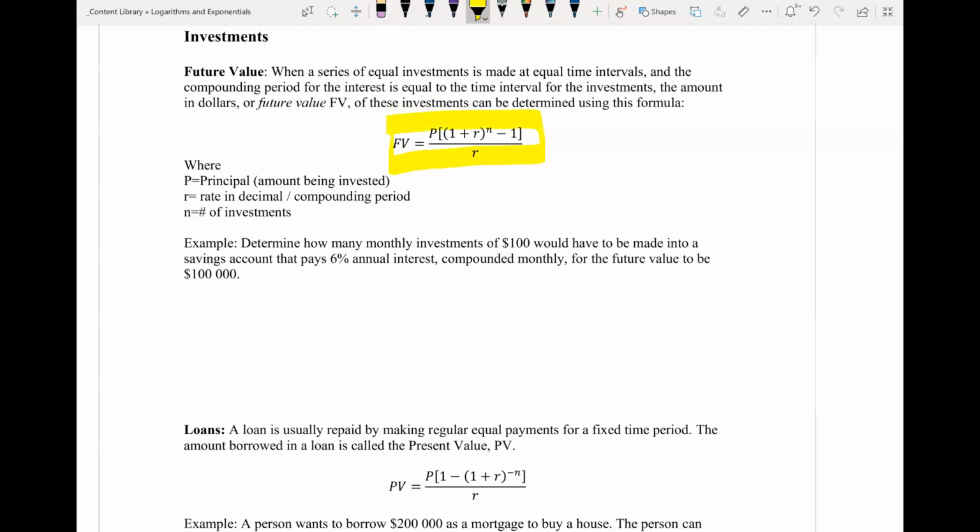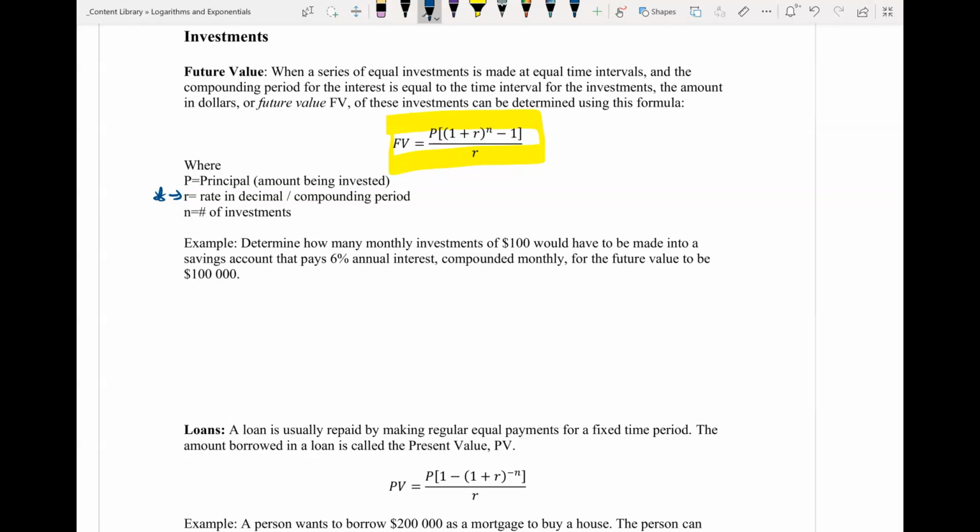So P is the principal, which is the amount being invested. R is a bit different than the last one, so be careful here. The rate in decimal divided by your compounding period is your R in this case. N is the number of investments being made. So let's try an example of this.